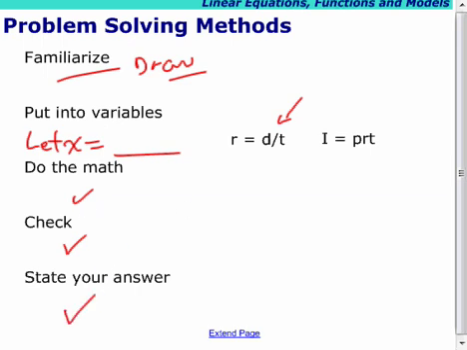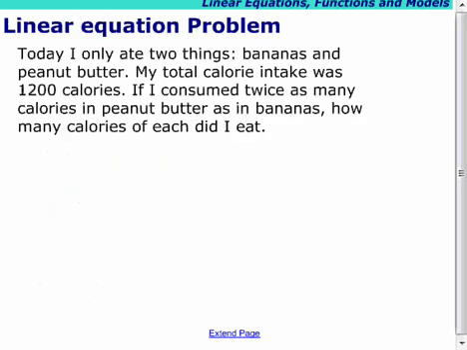Here's a good problem here that we can try those steps with. I'm on a heavy diet right now, and so two of my vices would be bananas and peanut butter. So if I today ate only two things, bananas and peanut butter, that would be a very good day. Anyway, say my total calorie intake was 1,200 calories. That's not that many calories for a day, but 1,200 calories. But then they say if I consume twice as many calories in peanut butter as I did in bananas, how many calories of each of those things did I eat?